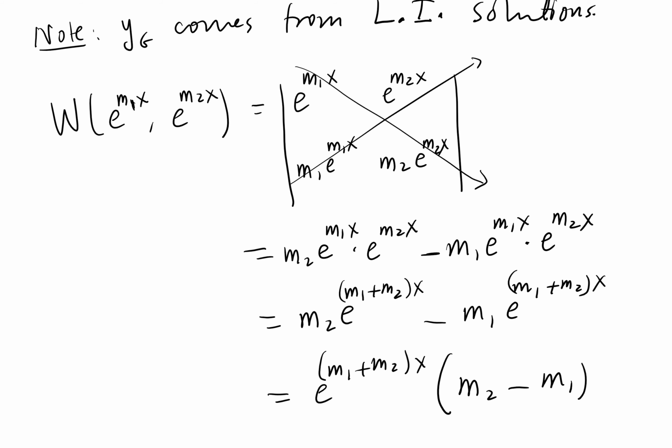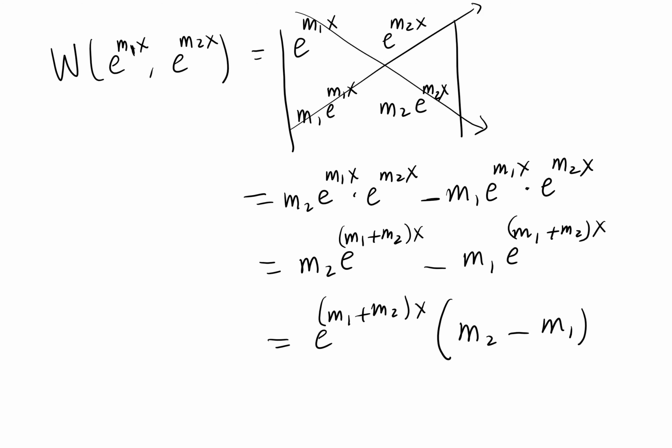Now, is this not zero? How do you prove this is not zero? Well, this one is never zero, no matter what m's and x are. And remember, m1 and m2 are the distinct roots. They are distinct roots, so this means m1 does not equal m2. Therefore, their difference is not zero. So this tells you this is not zero.